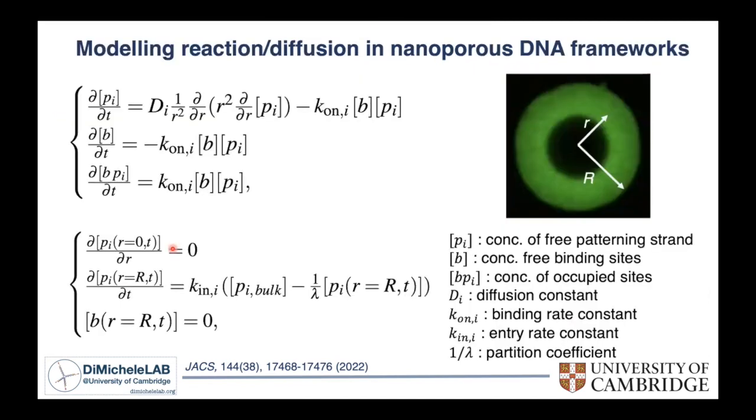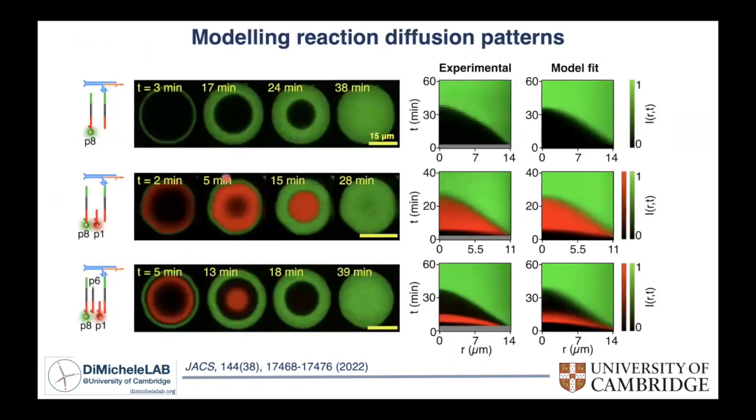We can model these using reaction-diffusion equations implemented in a spherical geometry. I'm not going to enter into the details of how this is done, for reasons of time. These are the equations for a single strand diffusing into a condensate. You can have similar equations for 2 strands, 3 strands, as many strands as you want. You can use these reaction-diffusion models to fit your experimental data.